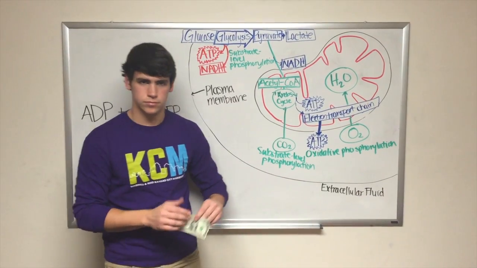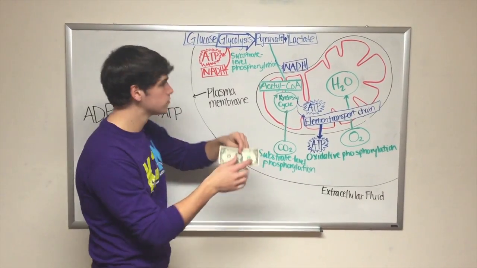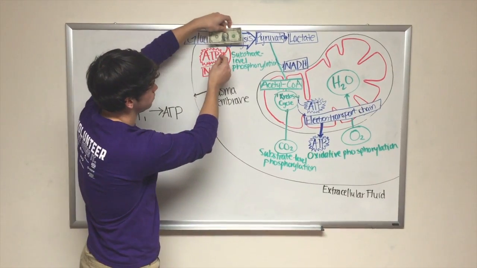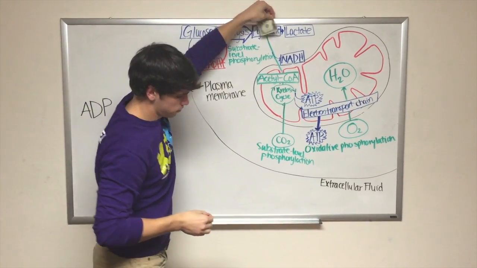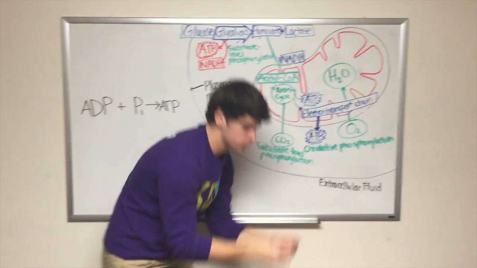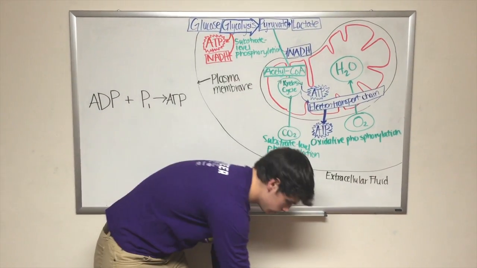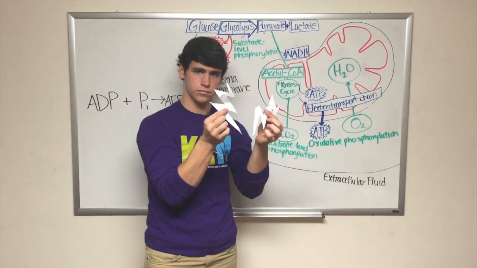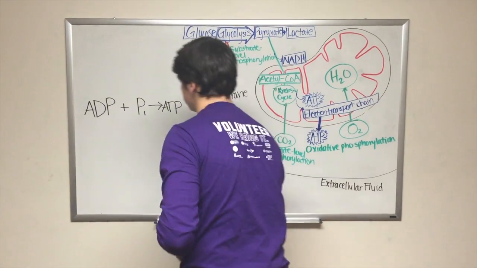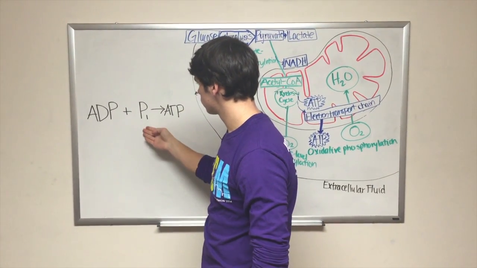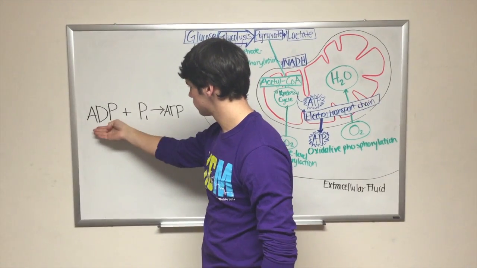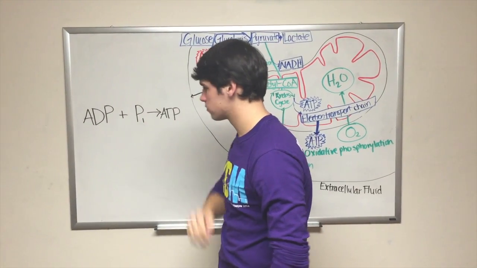Glycolysis begins with a molecule of glucose, and through a series of 10 chemical reactions, is broken down into 2 3-carbon molecules of pyruvate, 2 net ATP, and 2 molecules of NADH. ATP during glycolysis is produced by substrate-level phosphorylation, which is the addition of a phosphate to ADP.